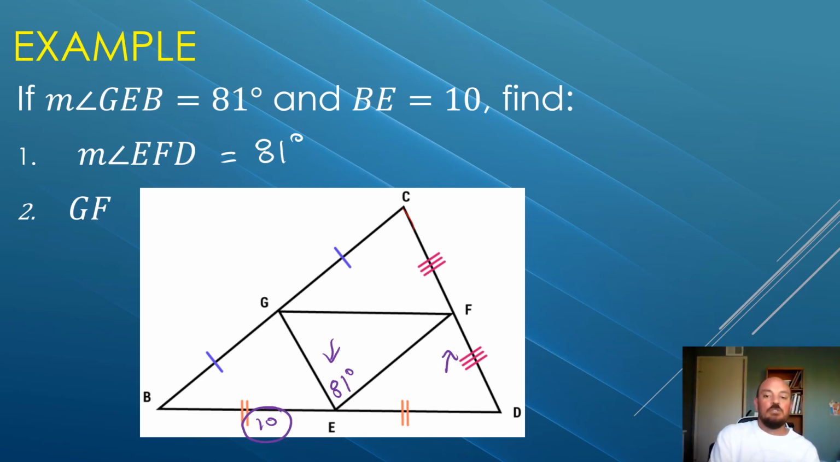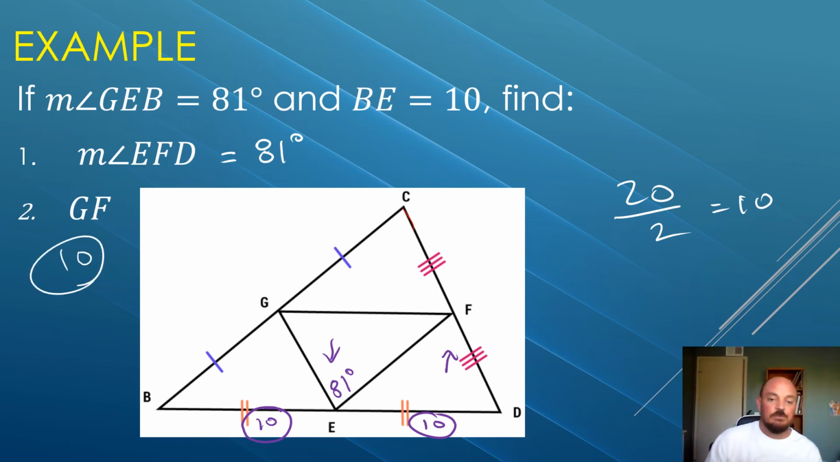Now, to do it the long way, you would say, well, if BE is 10, so is ED. So BD the whole way across is 20. And then our theorem says GF is going to be half that. If BD all the way across is 20, then GF is 20 divided by 2, which is 10. Sorry, I got that backwards there. 20 divided by 2, and the answer is 10. So the answer is 10 for GF.